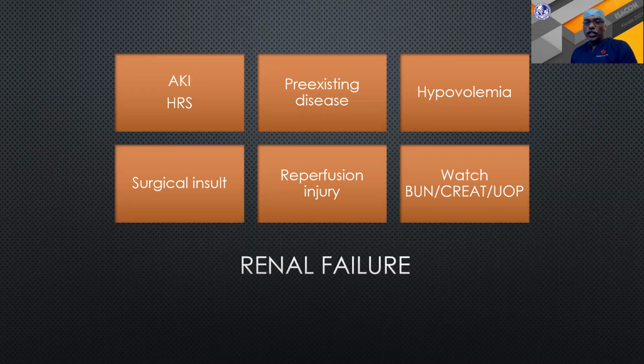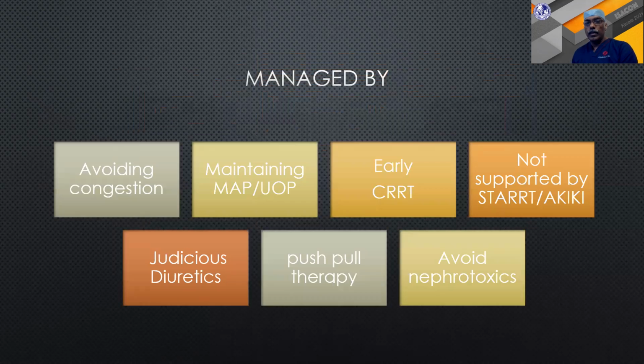This hypovolemia may result in renal failure like HRS and AKI. It might also be due to the pre-existing illness, surgical insult, and reperfusion injury, all of which play an important role, and can be monitored using rising BUN and creatinine values and falling urine output. This AKI is managed by avoiding congestion by using diuretics, maintaining a MAP of more than 65 and urine output of more than 0.5 ml per kg per hour, and avoiding nephrotoxic drugs. Early CRRT combined with the judicious use of diuretics is called push-pull therapy. It is not supported by the STARRT-AKI trial.